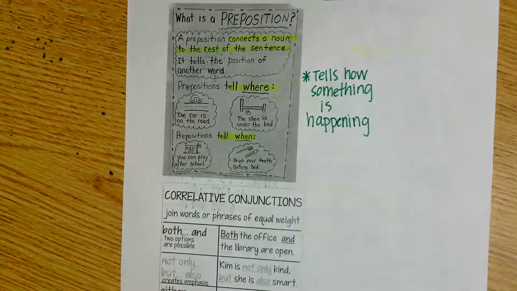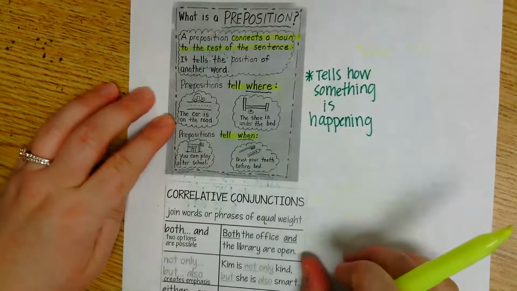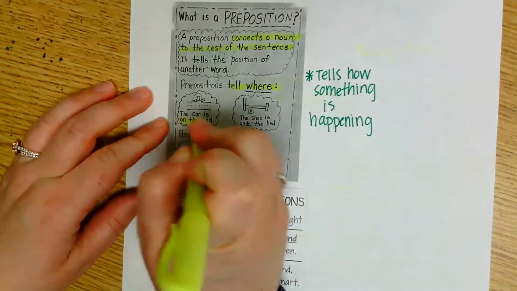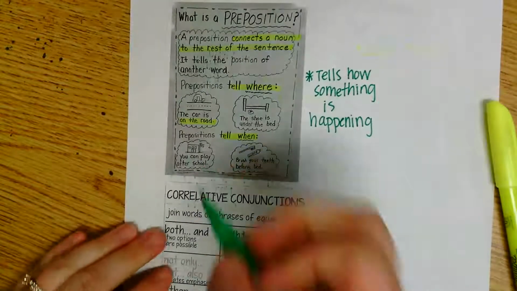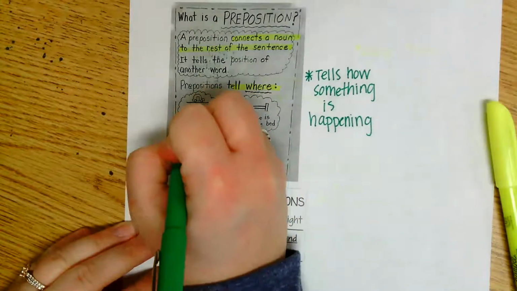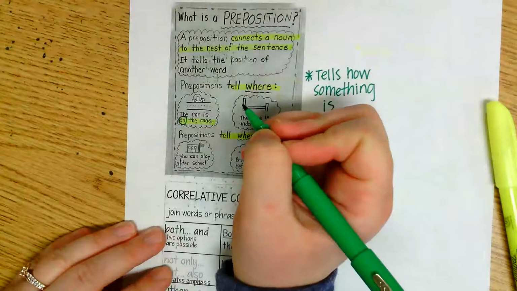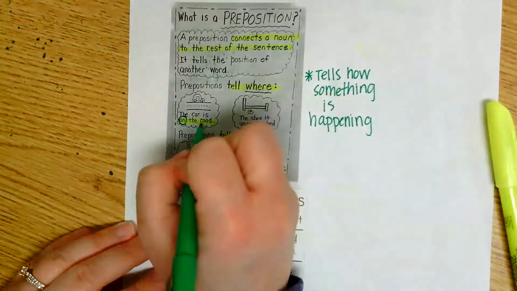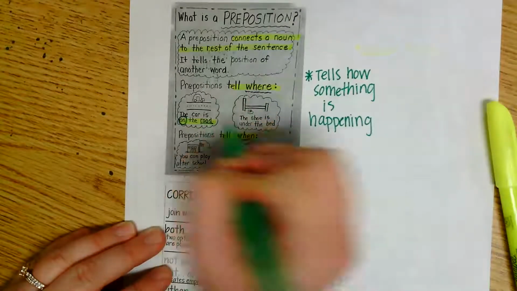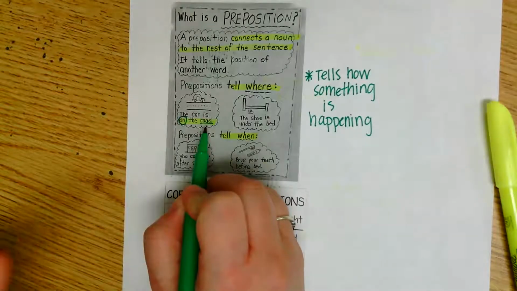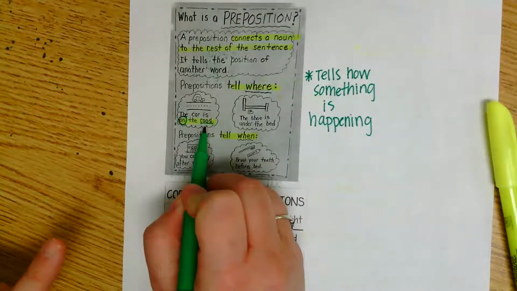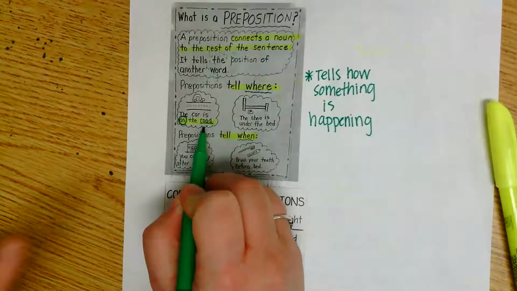So some examples. The car is on the road. So on the road would be our prepositional phrase. It tells me where the car is. On is my preposition because the preposition is always the first word in the phrase. And then road would be my object of the preposition. Remember, object of the preposition, number one, is the last word of the prepositional phrase. And to know for sure that it's an object, it has to be a noun or a pronoun.